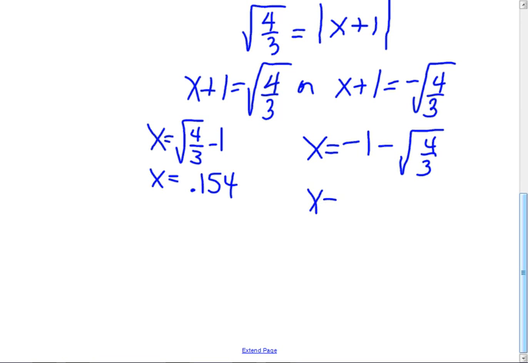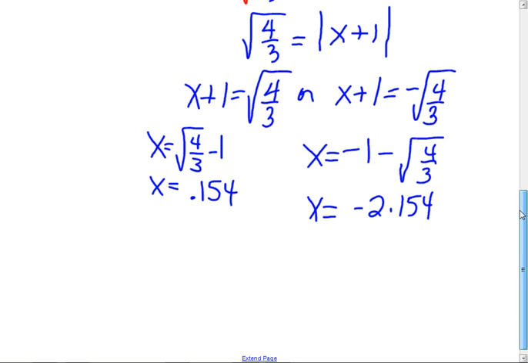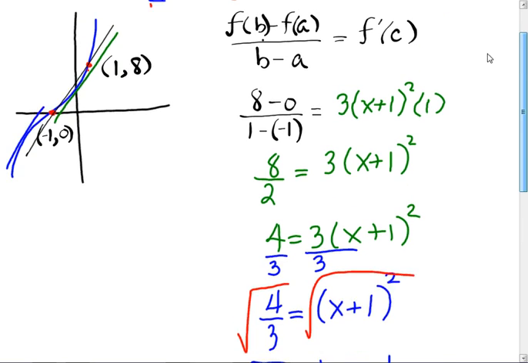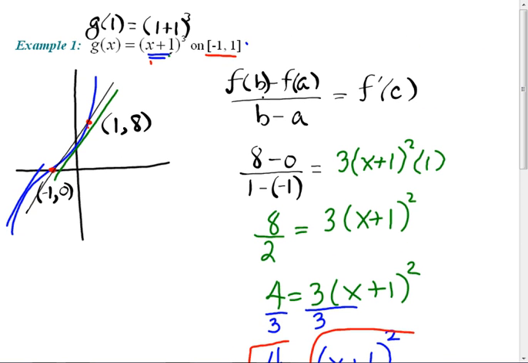Sam, what's that one? You have to do what? No. What was it? But sometimes you don't know. I mean, because I had a picture. Negative 2.154 is not in my interval, so we will throw that one out.